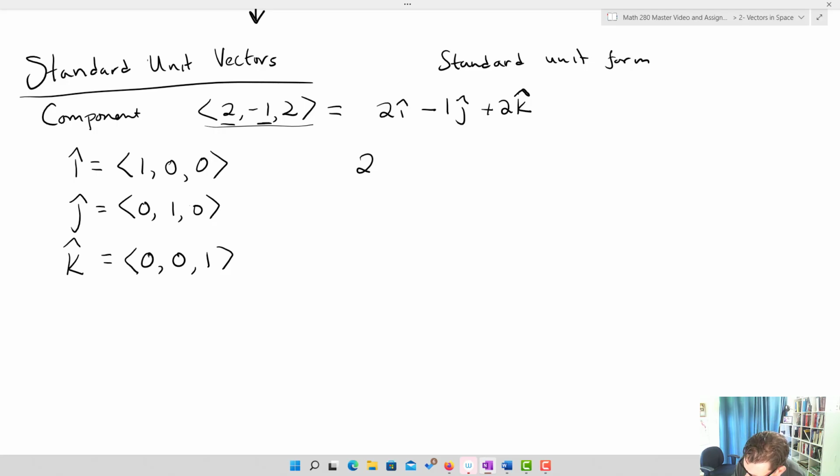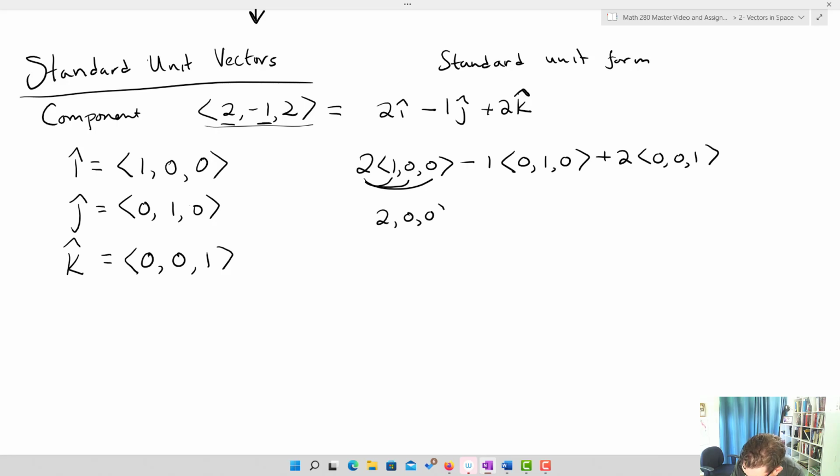What you want to see here is that if you take 2 times 1, 0, 0, minus 1 times 0, 1, 0, plus 2 times 0, 0, 1, algebra in 3D is going to work very similar to algebra in 2D. So you multiply by the scalar. This is once again a scalar, so this is 2, 0, 0, minus 0, 1, 0, or let's make it plus negative 1, 0, 0, negative 1, 0, plus 0, 0, 2.